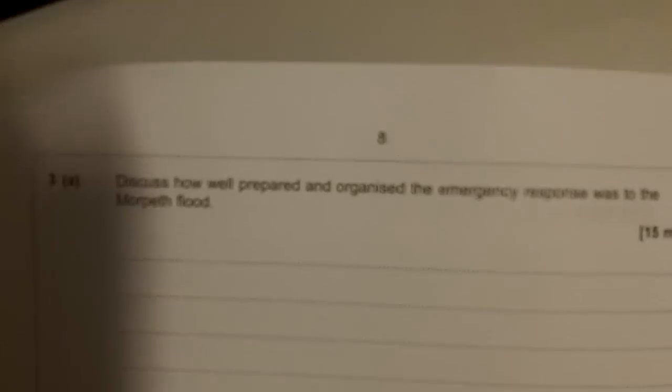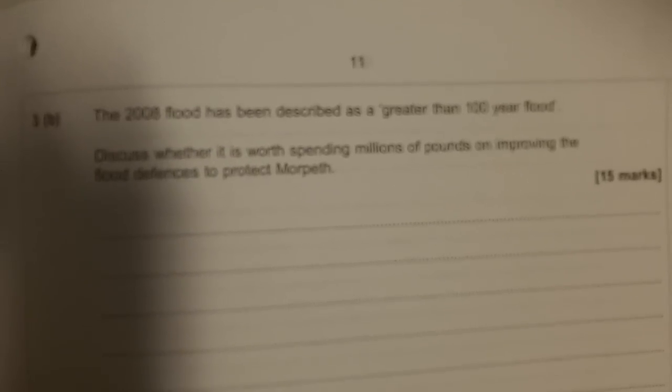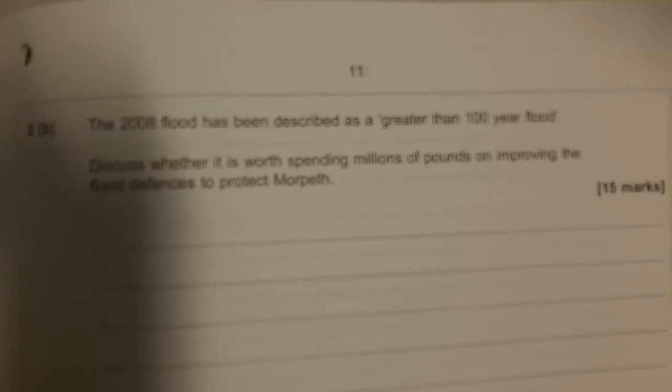And then they had, this one's only a few questions. This one had, discuss how well prepared and organised the emergency response was to the Morpeth flood. Okay, so obviously you've been given some information about what they did, some good and bad things about it, and you've got to be able to give an opinion on that. All right. And the final question was an evaluation question about how effective it was. Okay, discuss whether it's worth spending millions of pounds or not.